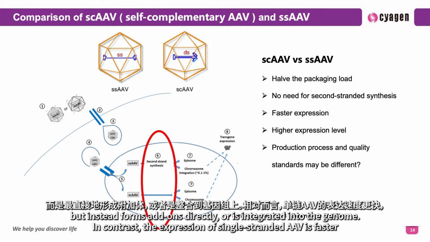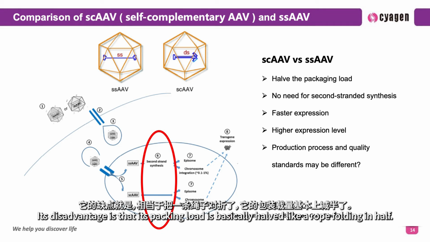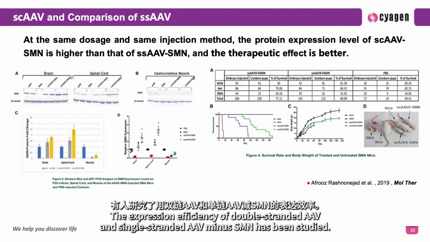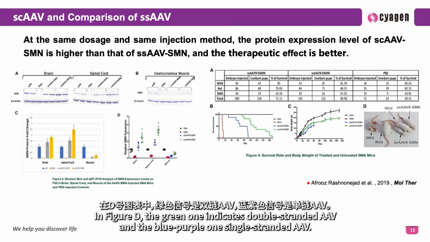In contrast, the expression of double-stranded AAV is faster, with a higher quality. Of course, there may be some differences in production and quality research. Its disadvantage is that its packing load is basically halved, like a rope folding in half. The expression efficiency of double-stranded AAV and single-stranded AAV-SMN has been studied. Figure C shows the therapeutic effect. The yellow column is the expression of double-stranded AAV, and the gray one shows that of single-stranded AAV. In Figure D, the green one indicates double-stranded AAV and the blue-purple one single-stranded AAV.